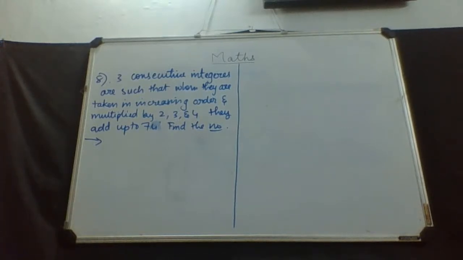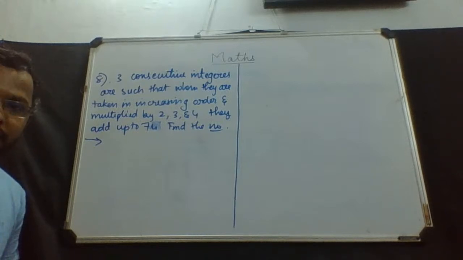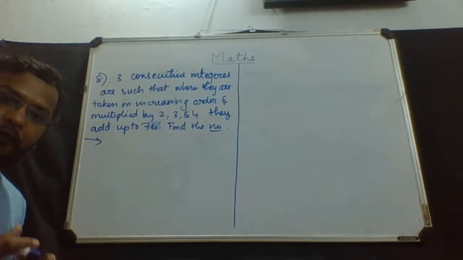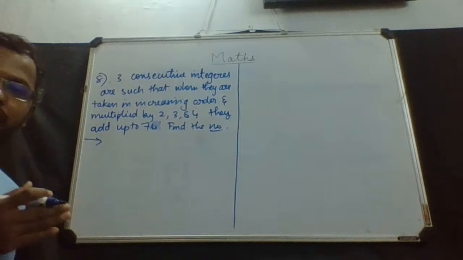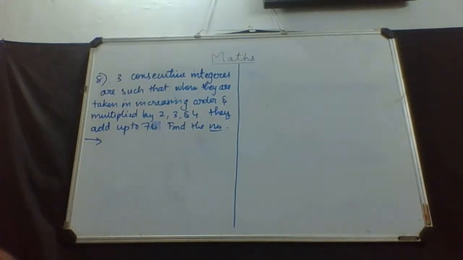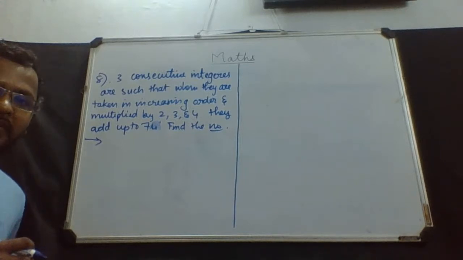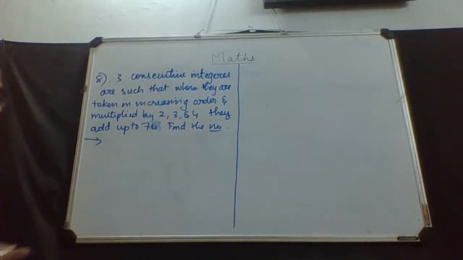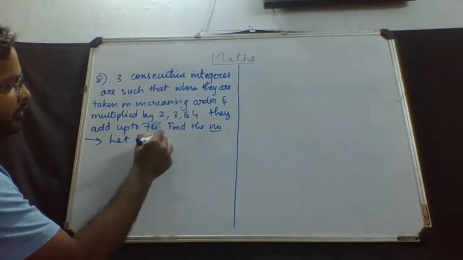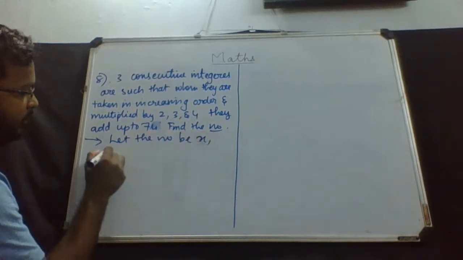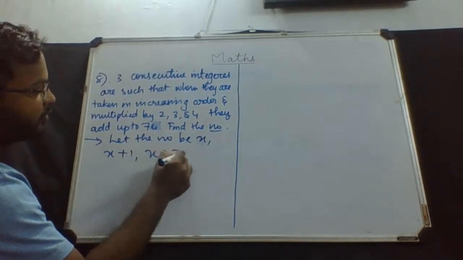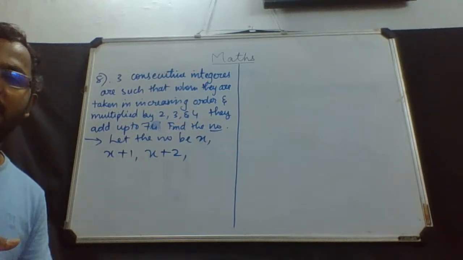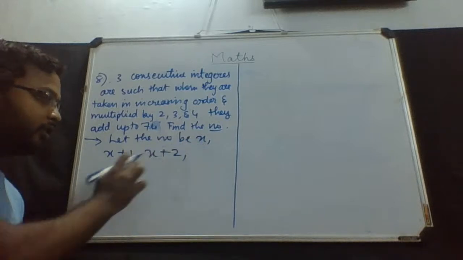So first of all, we have to take the numbers, and we know that when it is given that they are consecutive numbers, we have to take the numbers as x, x plus 1 and x plus 2. In the previous class itself, we have seen that. So let the numbers be x, x plus 1 and x plus 2. Whenever consecutive numbers are given, you have to take them in this form.